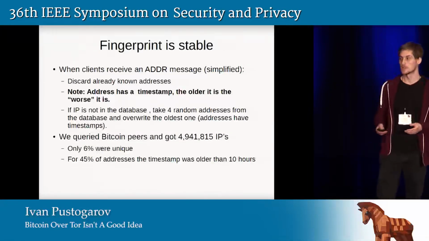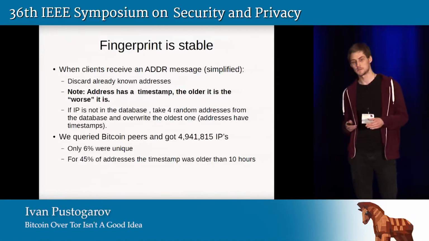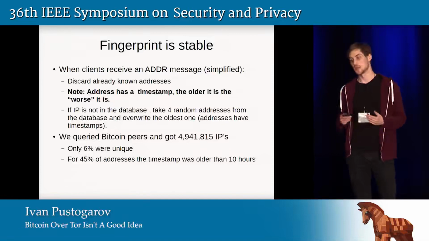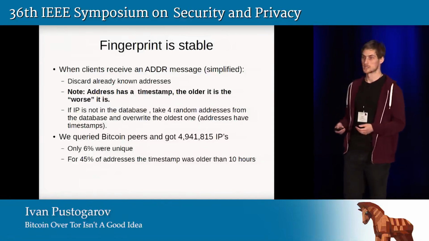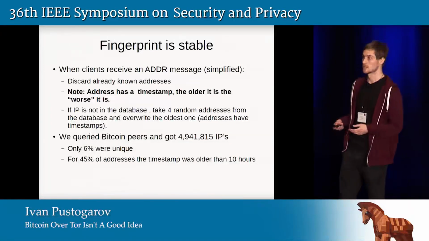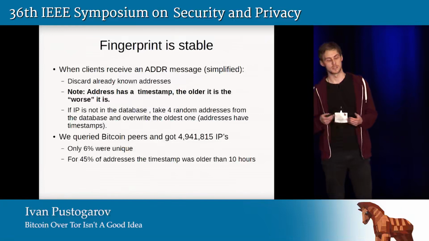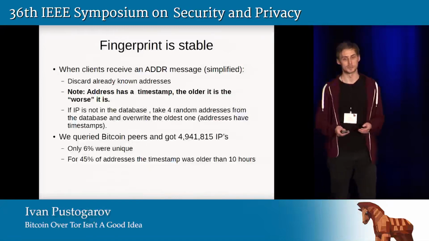So how do I do this? I just choose randomly 4 IP addresses which are already in my database, and I choose the oldest one. Again, our experiments show that 45% of IP addresses in a client's database are older than 10 hours, which tells us that with a very high probability, a cookie set recently will not be overwritten.